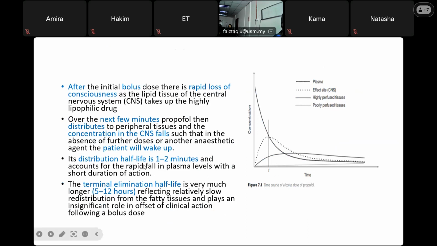The distribution half-life is 1 to 2 minutes, and this accounts for the rapid fall in plasma level with a short duration of action. The terminal elimination half-life is 5 to 12 hours, reflecting relatively slow redistribution from the fatty tissue, and plays an insignificant role in offset of clinical action following the dose.